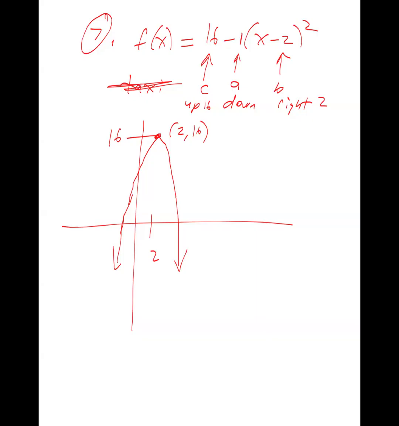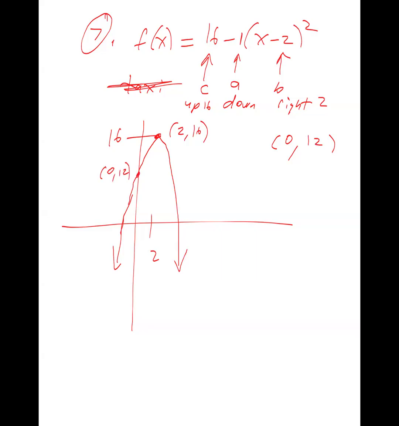How do I find the y-intercept? Plug in 0 for x, right? So if I plug 0 in for x, what's 0 minus 2? 0 minus 2 is -2. Now do -2 squared. What's -2 squared? 4, right? Now do 4 times -1. That's -4. Then do 16 minus 4, that's 12. So the y-intercept is 12. So this point should be plotted at (0, 12).